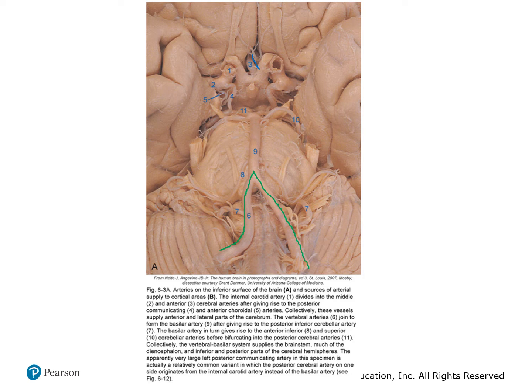Number 7. There's number 7 right there. That's PICA, posterior inferior cerebellar artery, PICA. And number 8. We've got PICA and we've got its buddy, AICA, A-I-C-A, anterior inferior cerebellar artery.